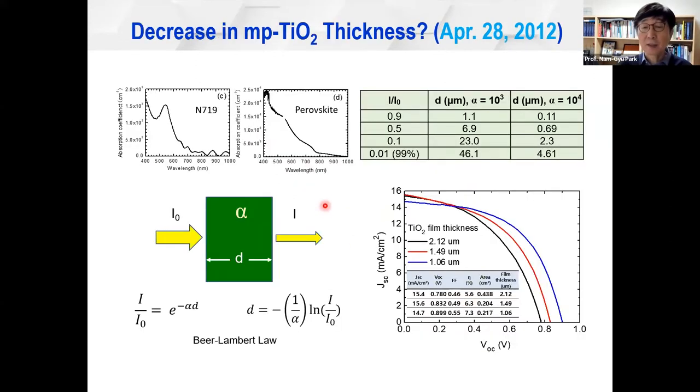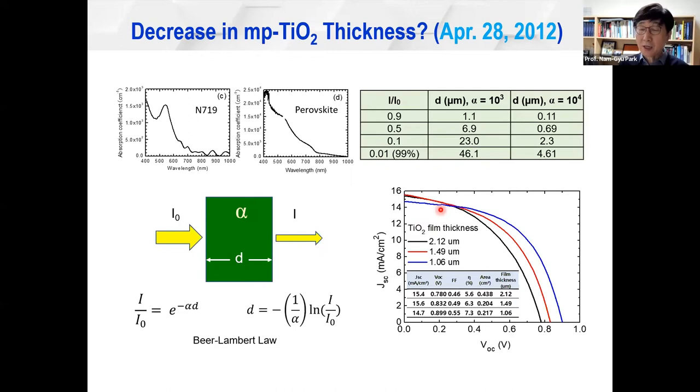That is because of the absorption coefficient. For instance, the absorption coefficient of the perovskite is one order of magnitude higher than the conventional sensitizer N719, a ruthenium complex. Because of the low absorption coefficient of N719, you have to increase the film thickness to increase the concentration of the N719 molecule. This is well known based upon the Beer-Lambert law. If you have a low absorption coefficient, then you have to increase the film thickness. Because the absorption coefficient of the perovskite material is one order higher, you don't have to increase the film thickness.